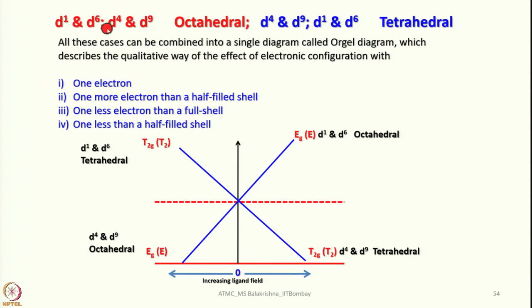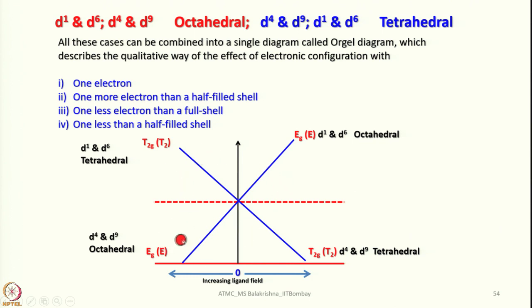Now, see, D1 and D6, D4 and D9 octahedral, and D4 and D9, D1 and D6 tetrahedral have similarities. So, all these electronic configurations of octahedral and tetrahedral can be combined into a single diagram called the Orgel diagram, which describes in a qualitative way the effect of electronic configuration with one more electron than a half filled shell, and one less electron than a half filled shell. Now, you can write a common Orgel diagram to show all possible transitions for both octahedral and tetrahedral for configurations D1, D6, D4 and D9. This is how you can represent it through one Orgel diagram.